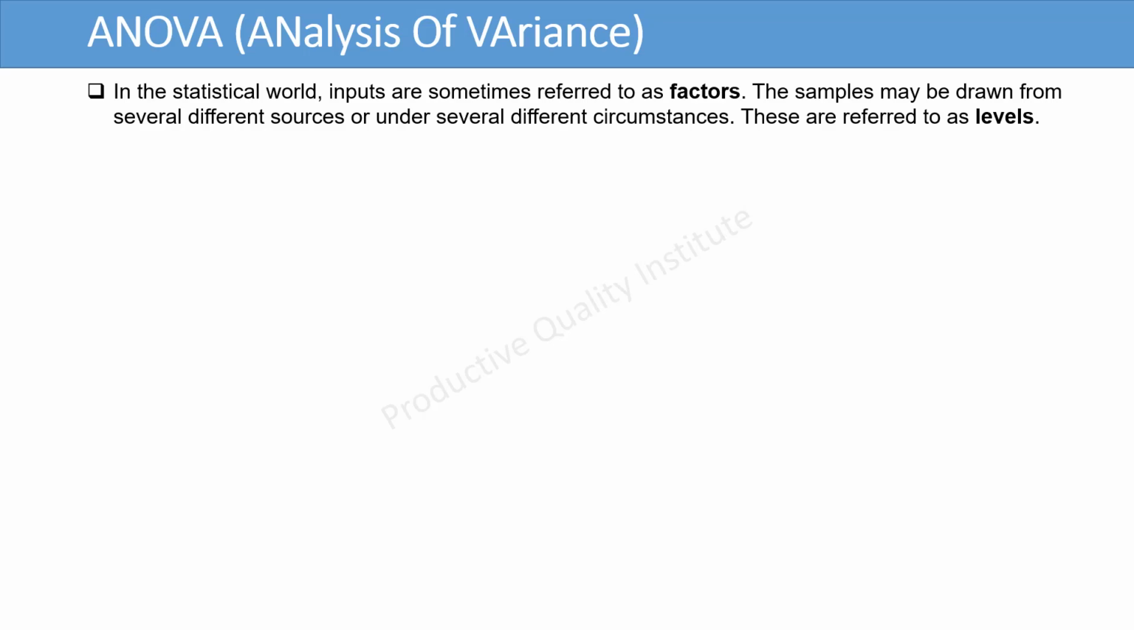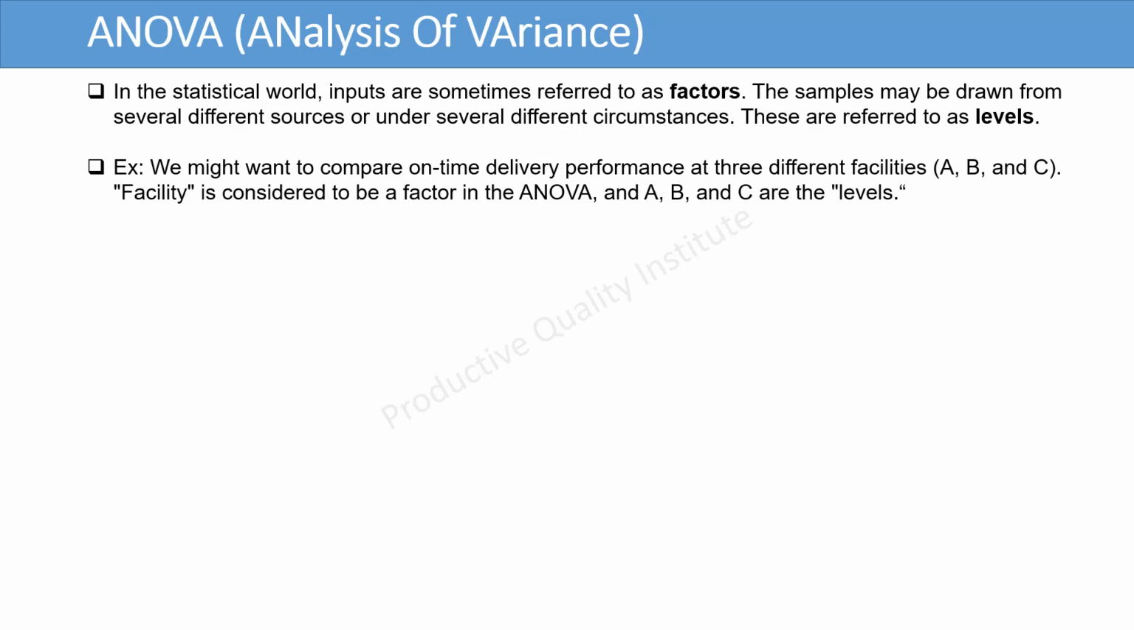In the statistical world, inputs are sometimes referred to as factors. Samples may be drawn from several different sources or under several different circumstances. These are referred to as levels. For example, we might want to compare on-time delivery performance at 3 different facilities, A, B, and C. Facility is considered to be a factor in the ANOVA, and A, B, and C are the levels.